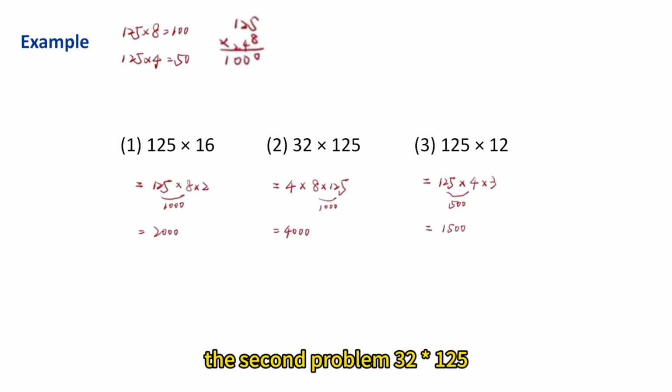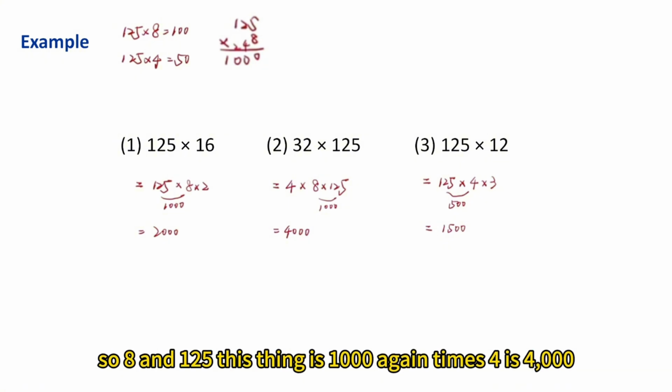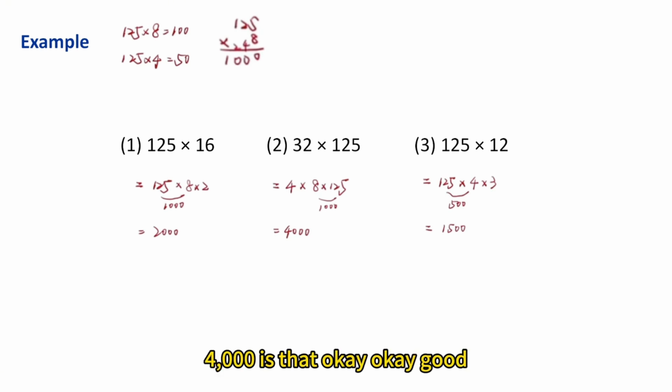The second problem: 32 times 125. See, there's a 125 again. If there's a 125, I want to find an 8. I have a good relationship with 8. So now you have 32. How do you get an 8 out of 32? 4 times 8 is 32, right? It's from the multiplication table. So 8 and 125 make 1000 again. Times 4 is 4000. Is that okay? Okay, good.